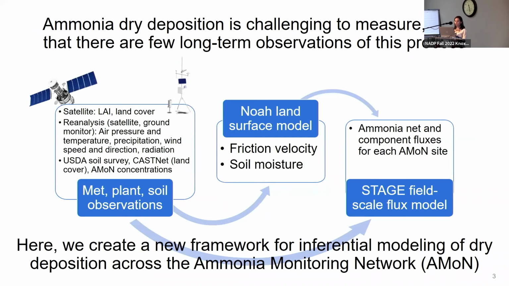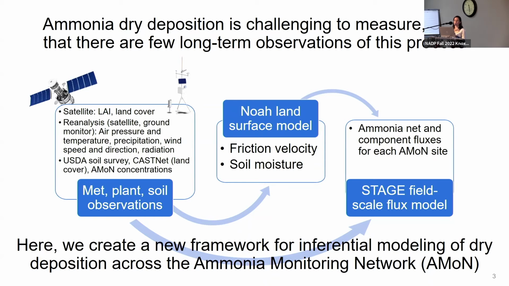Although this process is influential over atmospheric ammonia, it is challenging to measure, such that there are few long-term observations of it. So we're attempting both to get as close to available observations as possible and to develop more of a process-based understanding using this framework, which, again, we're starting out using the Ammonia Monitoring Network, or AMoN. I'm not going to step through everything on this slide, but just broadly to give you a sense for what goes into this framework.